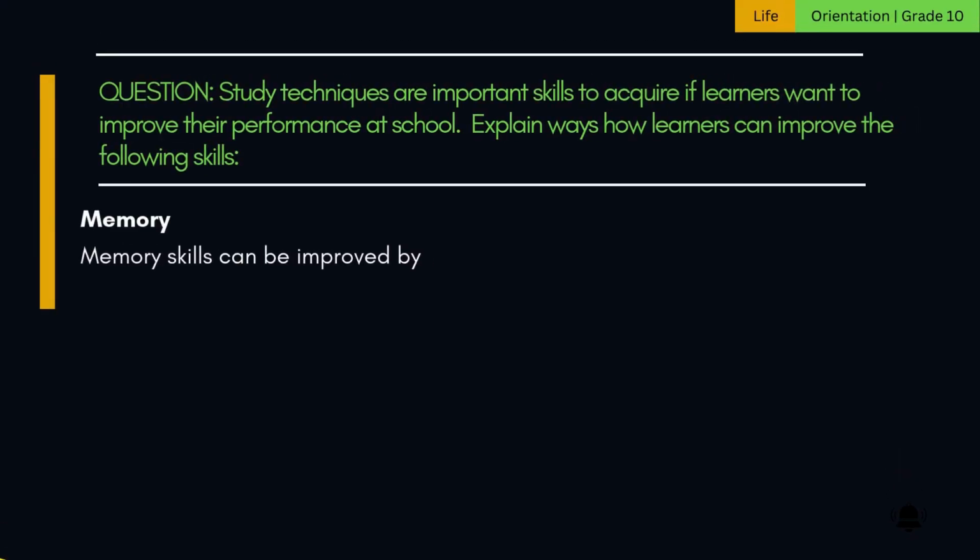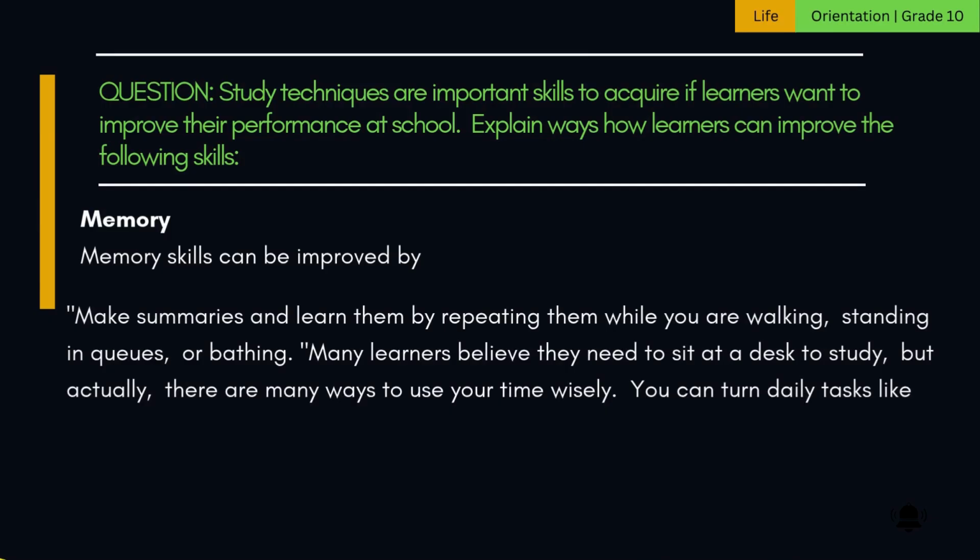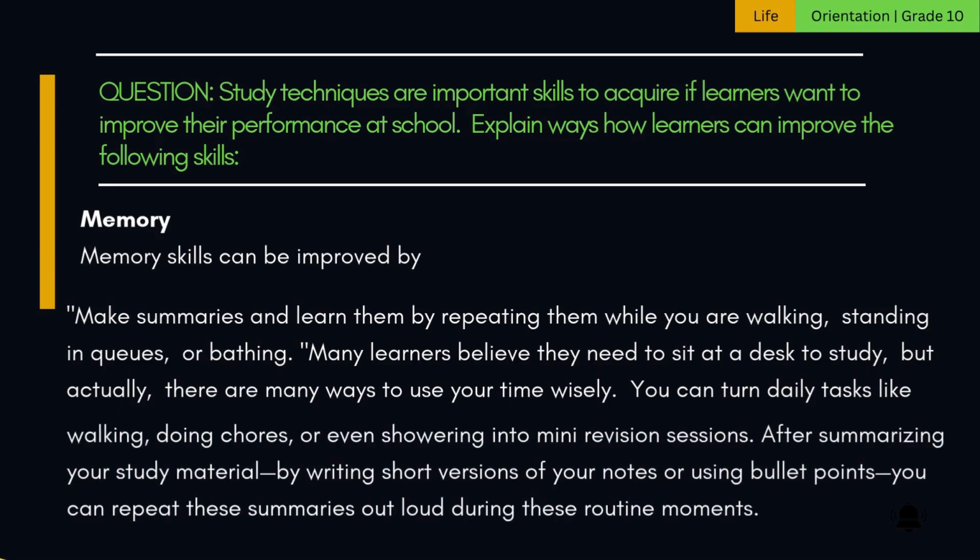B. Memory. Memory skills can be improved by 1. Make summaries and learn them by repeating them while you are walking, standing in queues, or bathing. Many learners believe they need to sit at a desk to study, but actually, there are many ways to use your time wisely. You can turn daily tasks like walking, doing chores, or even showering into mini revision sessions.